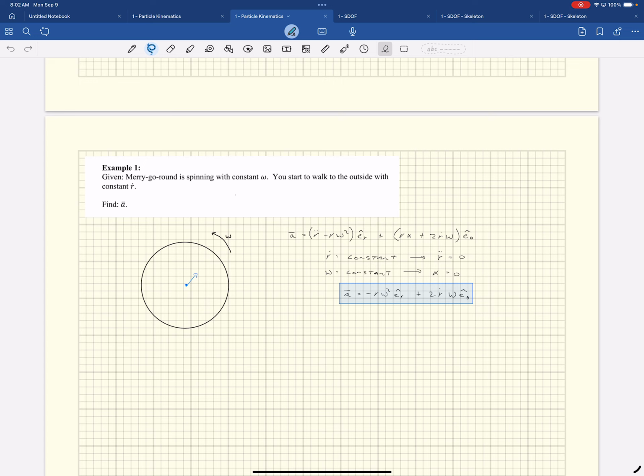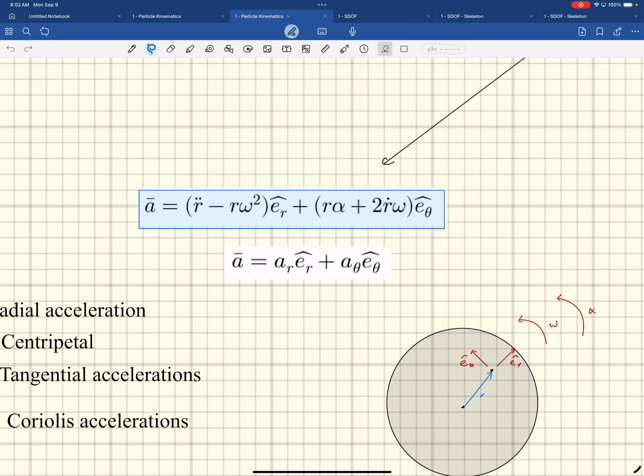We had this nice little example of a merry-go-round. That'd be a really perfect place, something where you have a change in radius and an angle changing at the same time. That's where polar coordinates really shine. You have lots of stuff happening, and there are all these different accelerations. The different accelerations we talked about last time were everything in this equation right here: the r double dot minus r omega squared, the r alpha, the 2r dot omega. So we got the radial acceleration, the centripetal acceleration, the tangential acceleration, and the Coriolis.